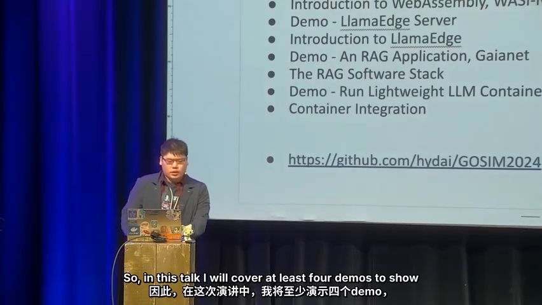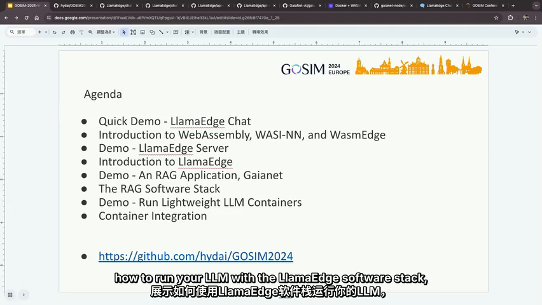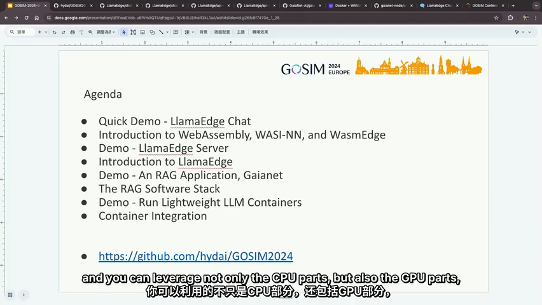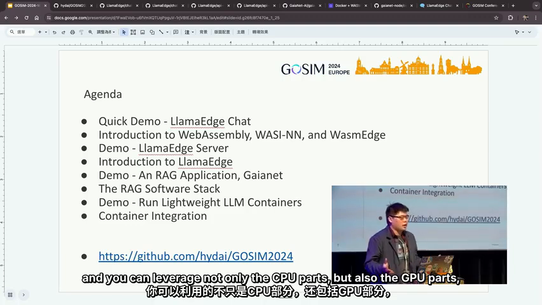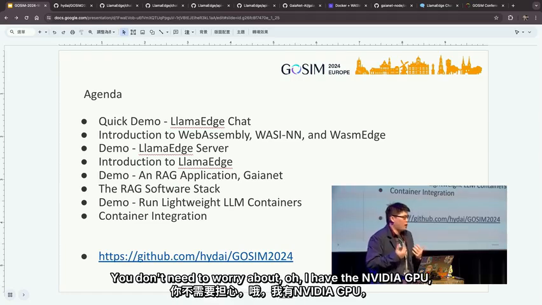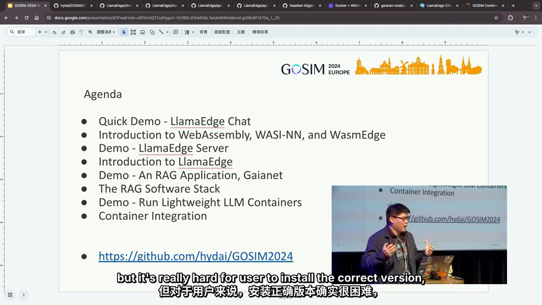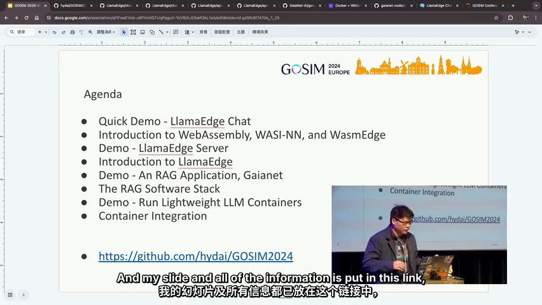So in this talk, I will cover at least 4 demos to show how to run your LLM with the LlamaEdge software stack, with the WasmEdge software stack. And it can leverage not only the CPU part, but also the GPU part. And all of the hardware-related parts will be handled by our runtime. You don't need to worry about whether you have the NVIDIA GPU, the Apple Silicon, or lots of different kinds of GPU, but it's really hard for users to install the correct version. So we will do this stuff for you.